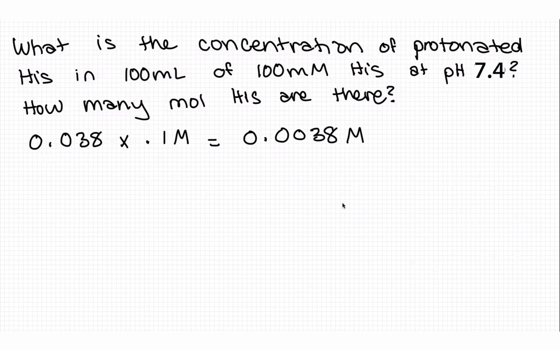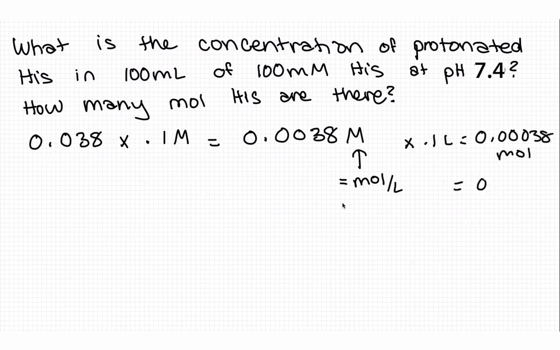Now it's asking us how many moles there are. Well, moles equals moles per liter times liters, so all we have to do is multiply this by our volume in liters, 0.1 liter, and we end up with 0.00038 moles, which we could also express as 0.38 millimole, or as 380 micromole. You should get really used to going easily between these different units just by moving your decimal place. But that's how we can figure out the actual concentrations.